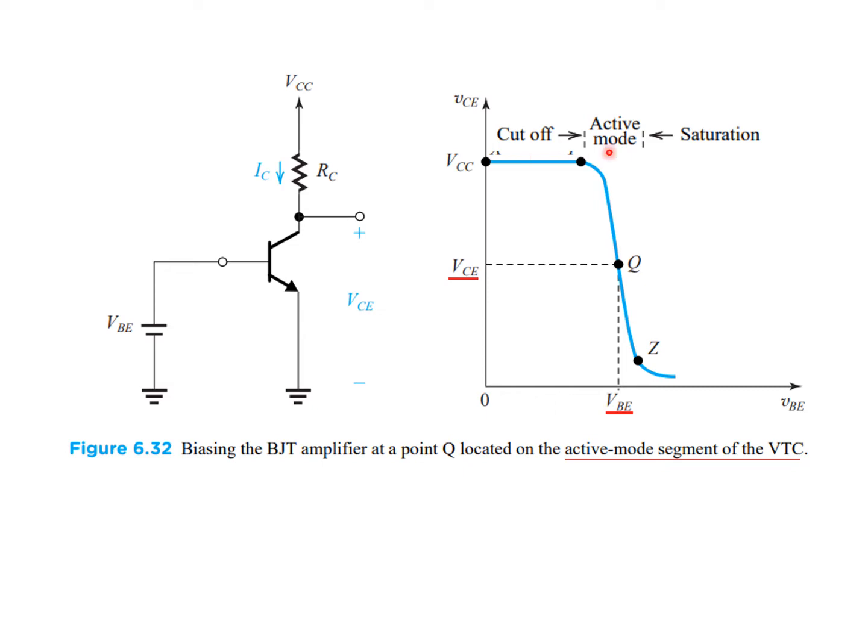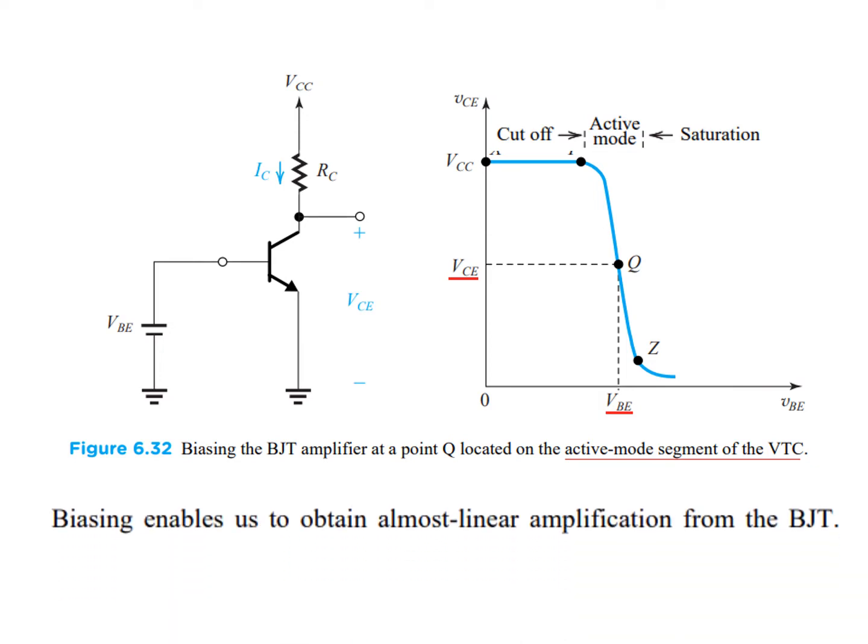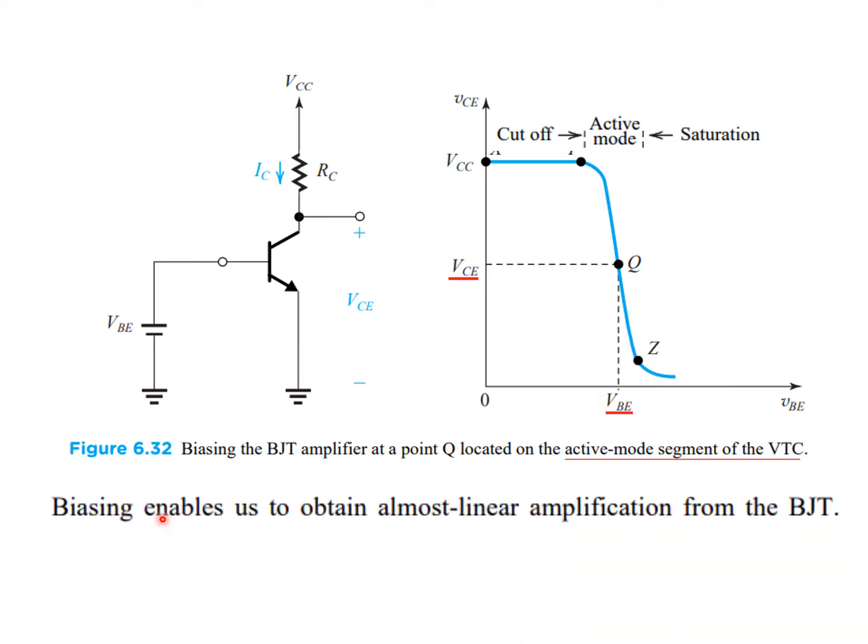Now this graph you can see is divided into three parts. This part is the cutoff part. This is the active part, and we'll be operating in this mode actually. And beyond that, from here onward, is the saturation mode. Biasing enables us to obtain almost linear amplification from the BJT. So if you bias it properly, we can operate in this region which is almost linear.